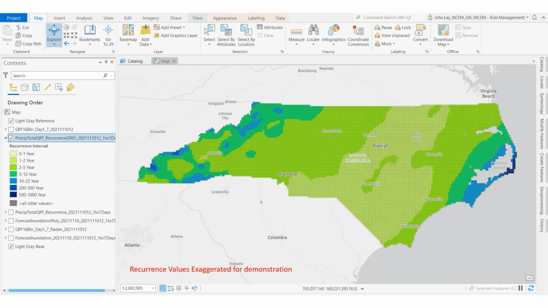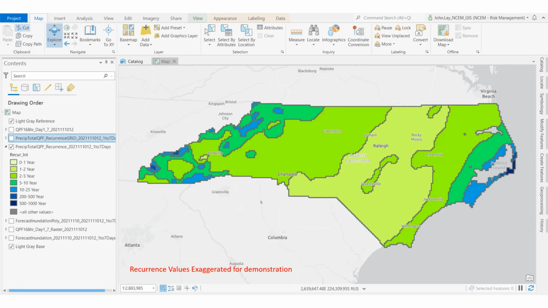So now we have a grid. I don't remember what the grid is. I think it's 90 because it was set up to match the NOAA SLOSH inundation boundary grid cell size. So now for each one of these cells, we know exactly what the inundation recurrence interval is going to be.